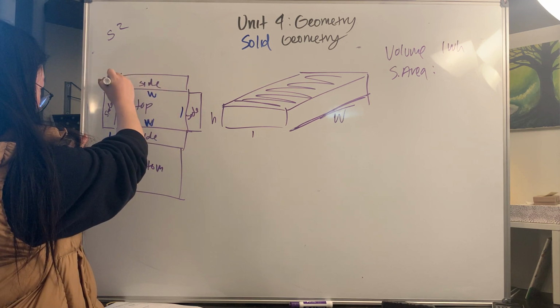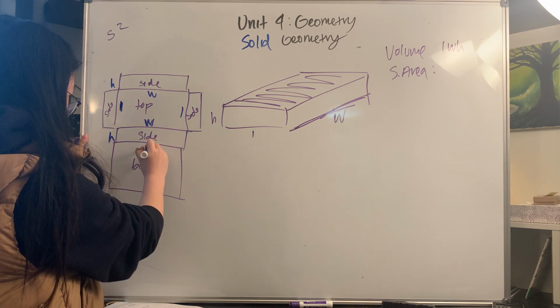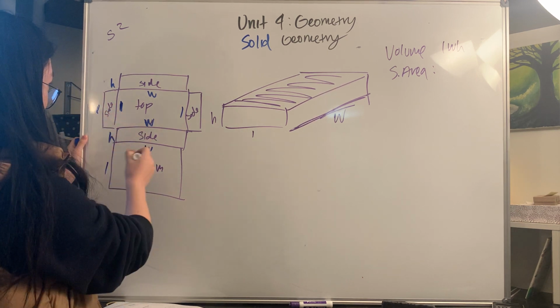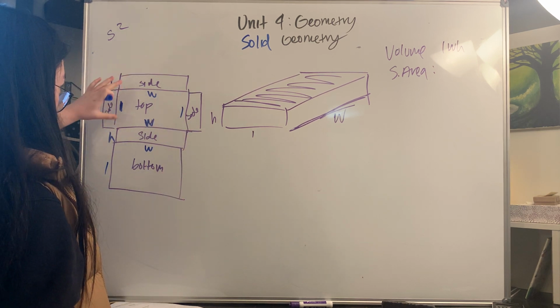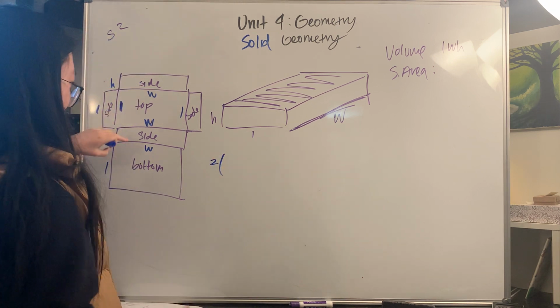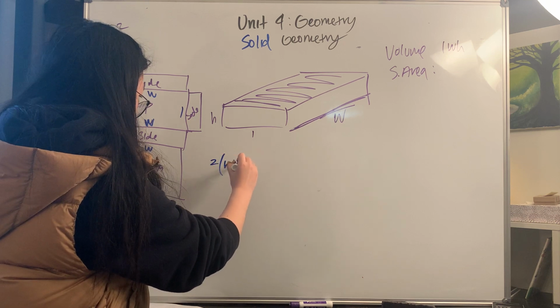This is also equal to height. The bottom side is equal to width times length. This is equal to length. And you'll notice that if we want to get one of these sides, first of all, these two sides are equal, so we have a 2. And one of the areas of the sides is equal to the height times the width, so 2HW.